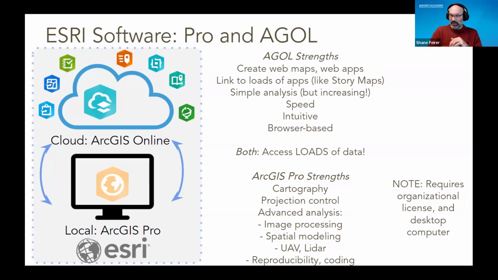One thing to note about one of the cons of ArcGIS Pro is it requires, to do some of these things, an organizational license and a desktop computer. And when we say desktop computer, we don't mean like a Mac or a Linux or a Chromebook. We mean a 64-bit Windows operating system, a Windows 10, Windows 11, to use ArcGIS Pro. So you are limited in some ways on what you can do with Pro. And the con is definitely the need for a Windows PC.